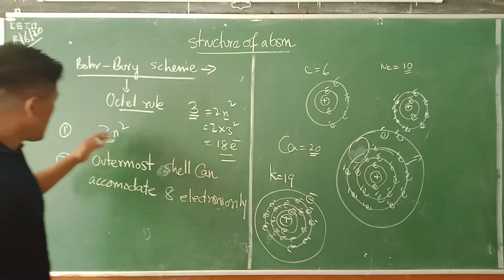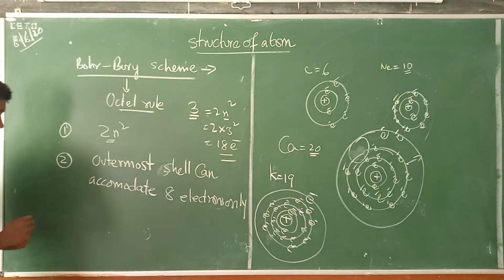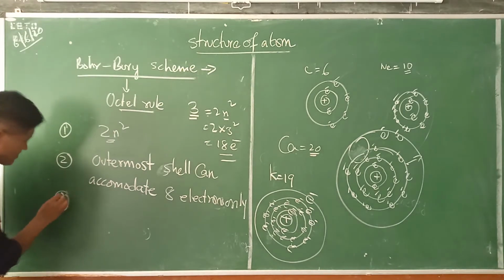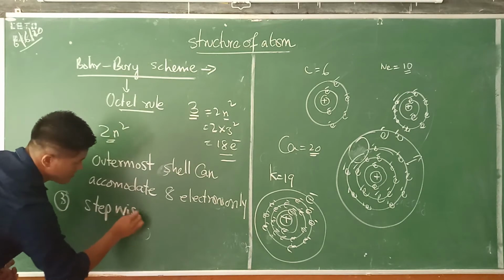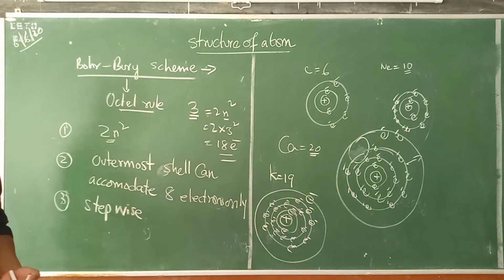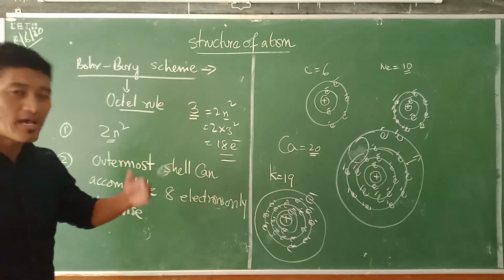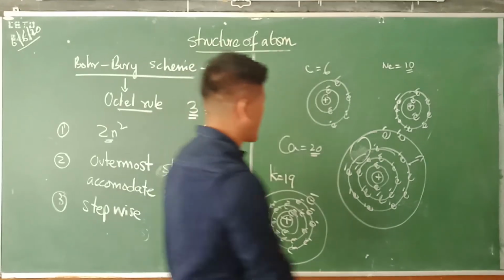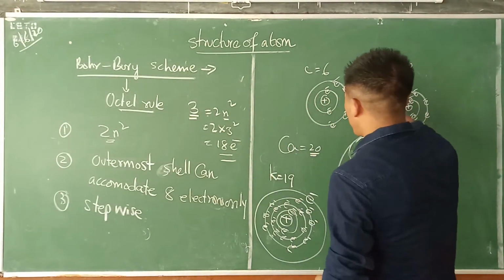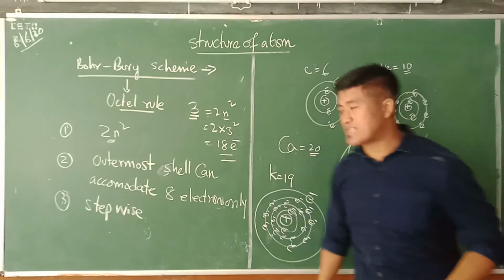Okay, so these are the two postulates given by the Bohr-Bury scheme, and the third one is very simple, which I also used to write stepwise. What they concluded is that whenever you are filling electrons, they have to be filled in stepwise order. You cannot fill the electron starting from here, not something like that. You have to fill in a stepwise manner.